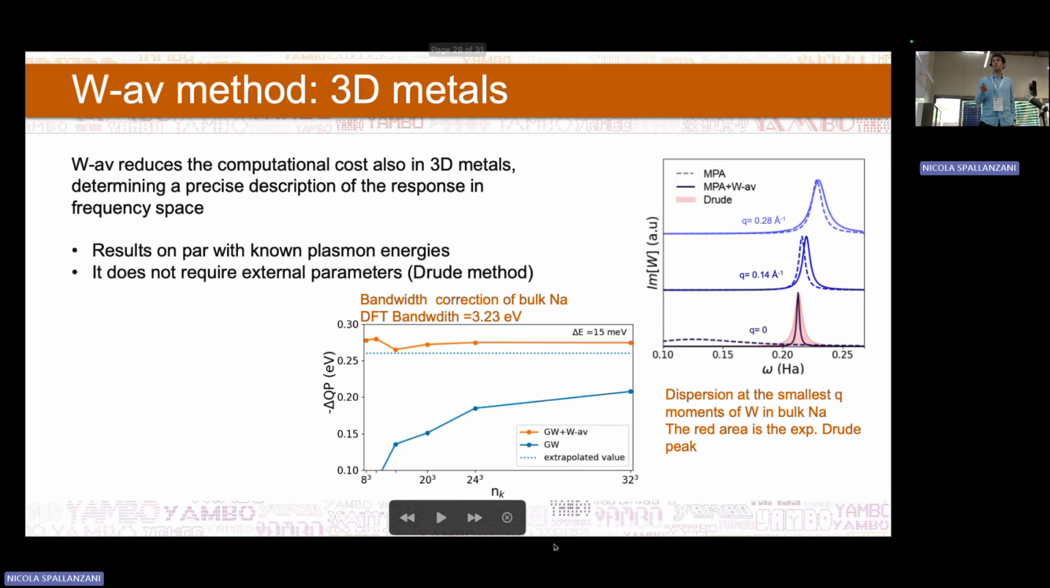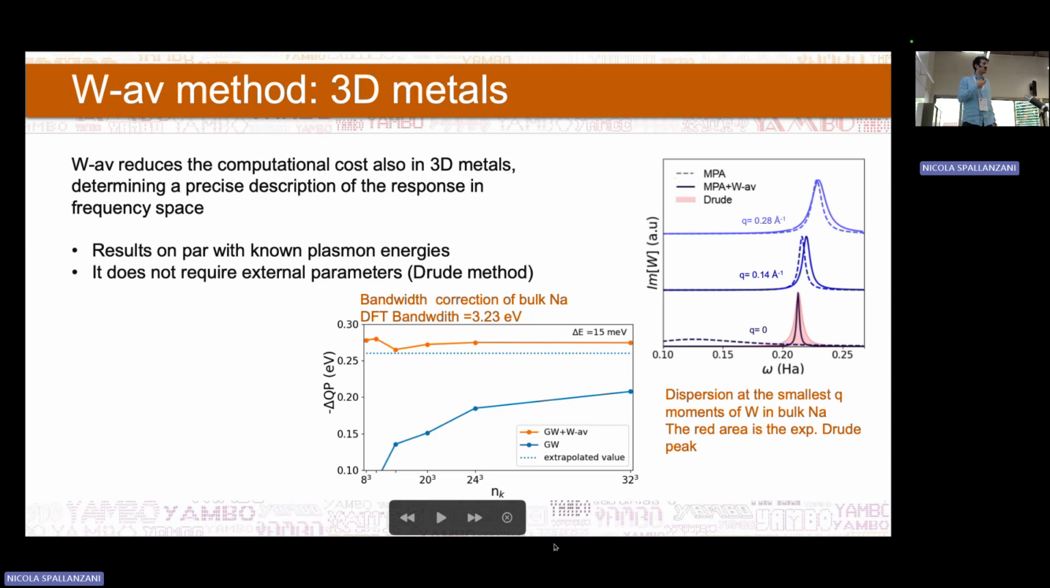I applied this to 3D metals, and this is the behavior of W for different transfer momenta q. You see the normal computation and the computation with the double average method superimposed at finite momentum. Instead, for q equal to 0, the normal computation gives this broad peak that is equal to 0. With the correct reconstruction, you find this here, that is actually the plasmon of the metal. And if you compare it with the experimental value, you see that the two agree very well.